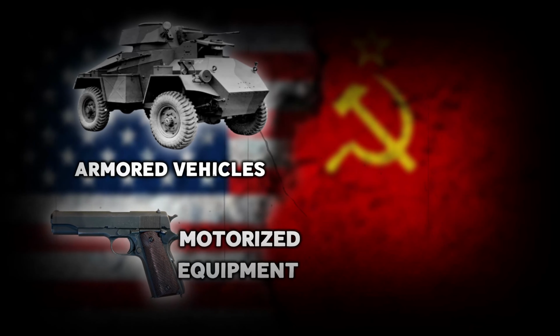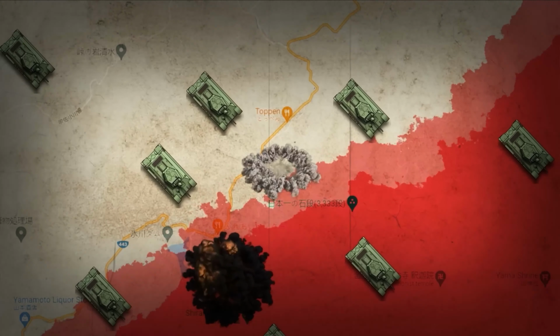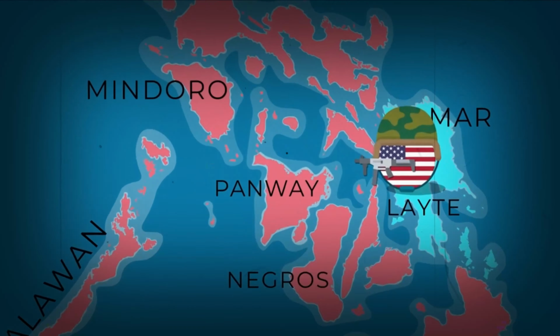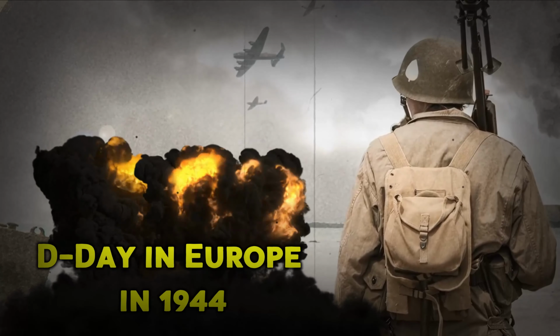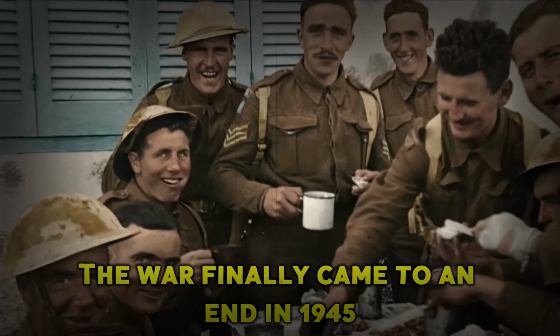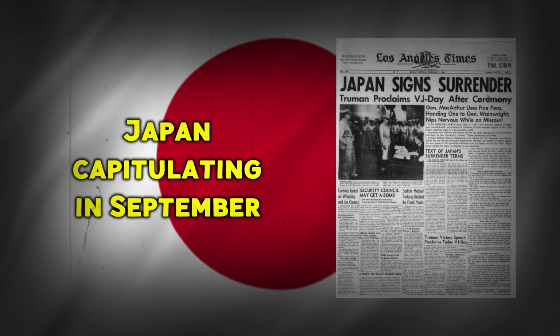Engaging in a two-front war in Europe and the Pacific, Americans fought valiantly while also providing vital supplies to the Soviet Union, including armored vehicles, motorized equipment, and essential food supplies, achieving victories step by step in the Pacific, advancing closer to the Japanese mainland, and following the success of D-Day in Europe in 1944, American forces made significant contributions to the Allied cause. The war finally came to an end in 1945, with Germany surrendering in May and Japan capitulating in September after the devastating atomic bombings of Hiroshima and Nagasaki.